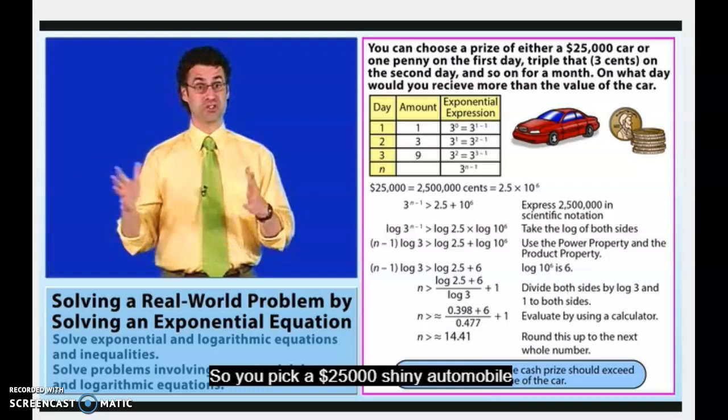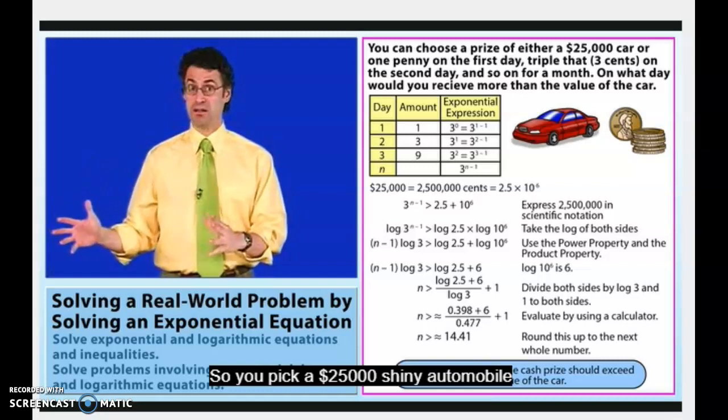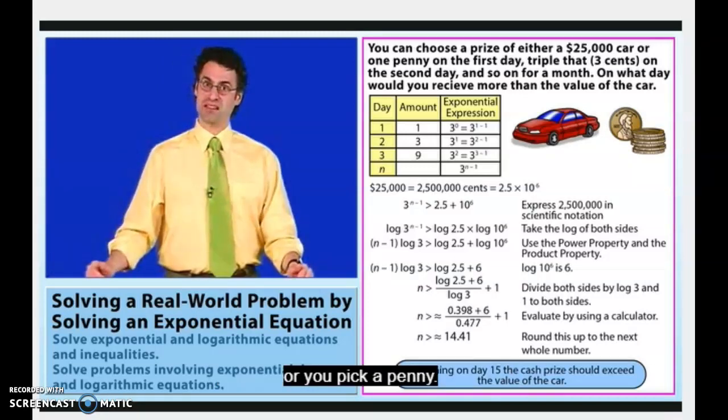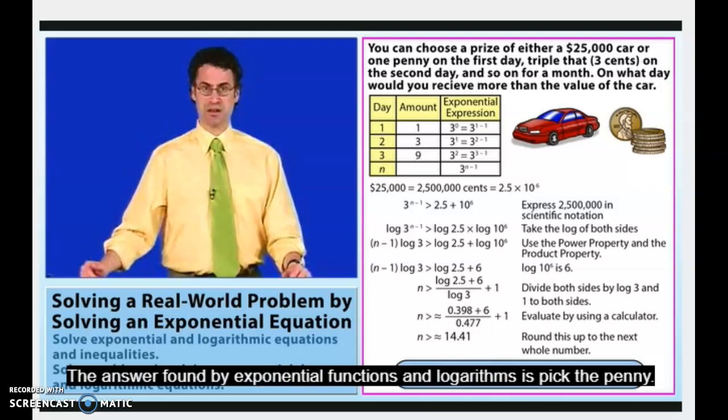So, do you pick a $25,000 shiny automobile, or do you pick a penny? The answer, found by exponential functions and logarithms, is pick the penny.